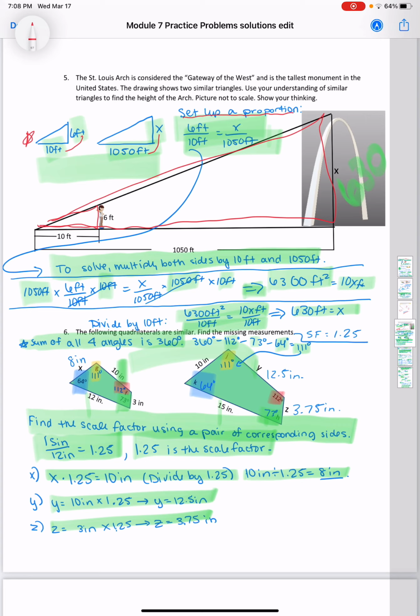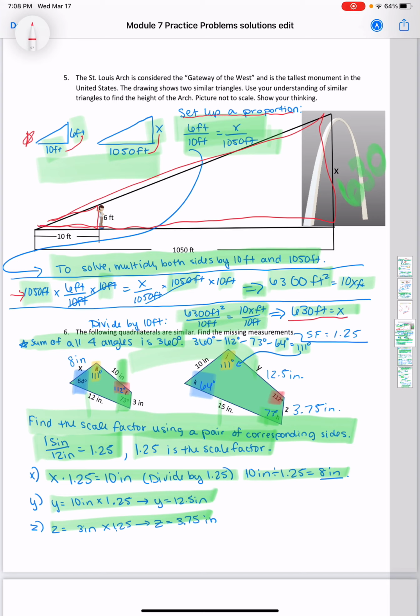There's several ways to solve proportions. One of the ways you might be most accustomed to is to cross multiply and divide. That's fine. What that's basically doing is just solving the equation algebraically. And so if you want to solve the equation algebraically, those steps are here. Either way, we get 630 feet for x.